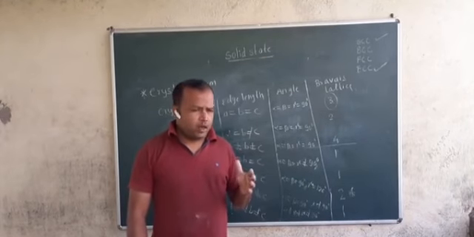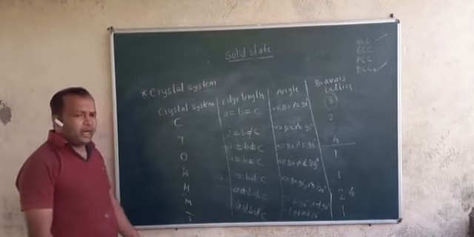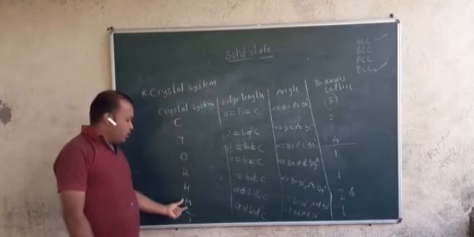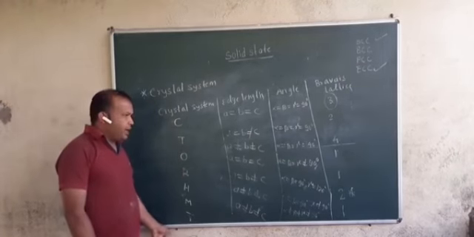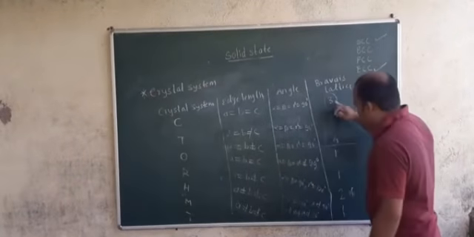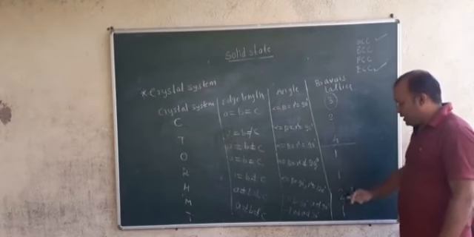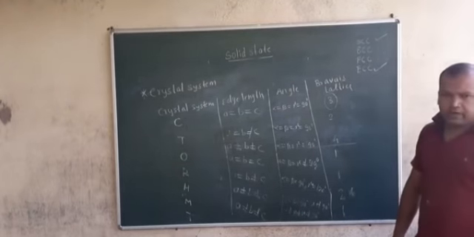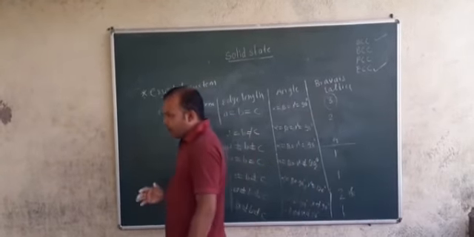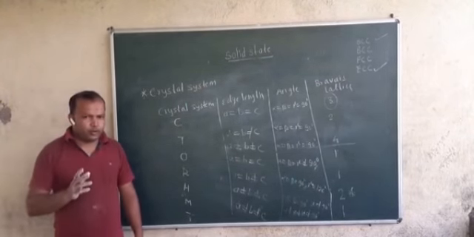You see by the chart you can easily remember there are 7 types of crystal system, that is cubic, tetragonal, orthorhombic, rhombohedral, hexagonal, monoclinic and triclinic. And there are 14 types of Bravais lattice: 3 plus 2 is 5, 5 plus 4 is 9, 10, 11, 12, 13 and this is 14. Okay students, did you understand this? If you have any doubts, please let me know. Thank you.